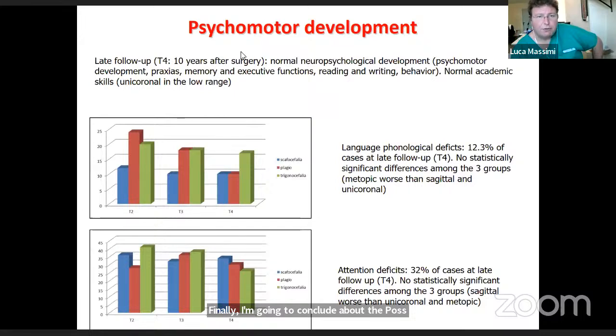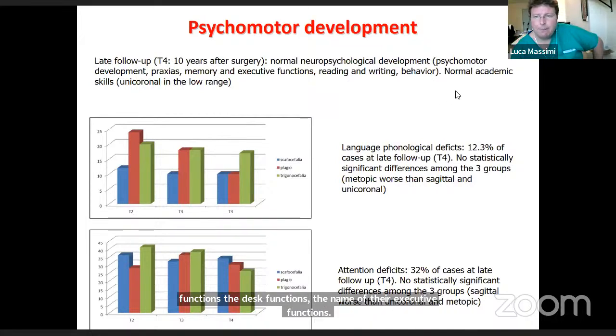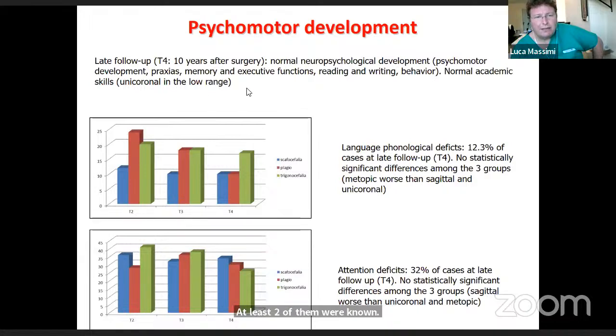Once again, we re-propose the psychomotor development. This is the result that we obtained after 10 years of follow-up, and fortunately, we were able to detect that these babies had normal neuropsychological outcomes as far as the psychomotor functions, the practical functions, the memory and executive functions, the reading and writing. In one word, the academic skills of these babies, of these children, were normal. The unicoronal group were in the low range, but always in the normal range.